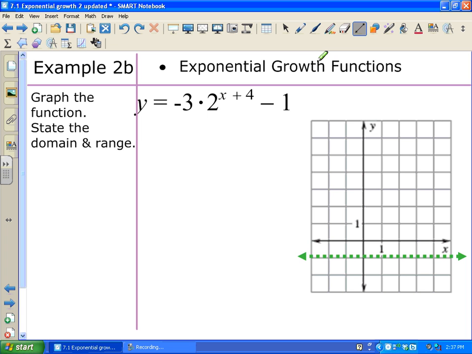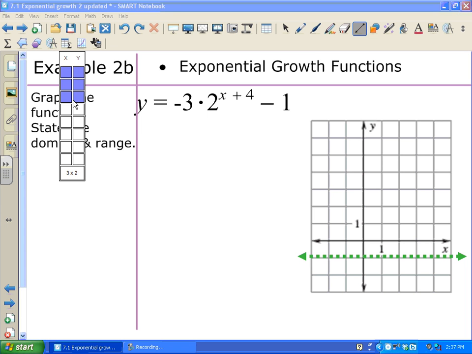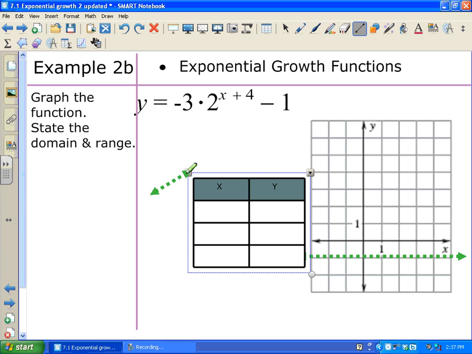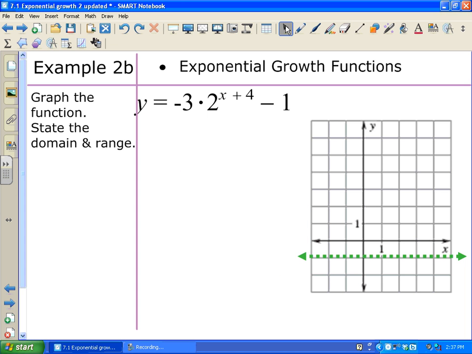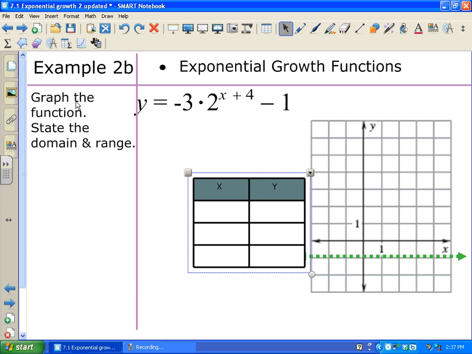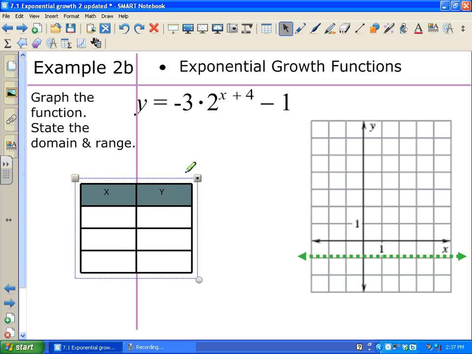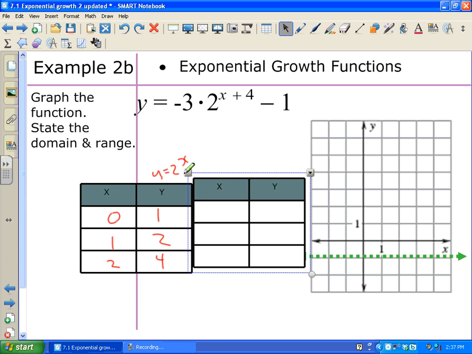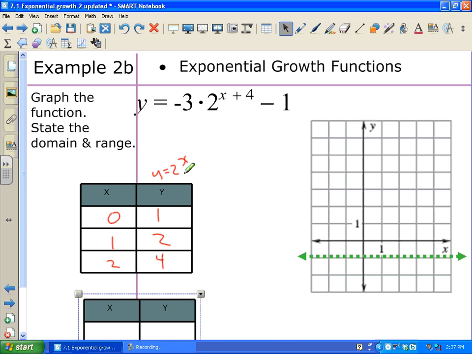Your parent function, y equals 2 to the x. So get that parent function. Y equals 2 to the x this time. 0, 1, and 2. 2 to the 0 is 1. 2 to the 1 is 2. 2 squared is 4. You've seen that parent function already. Probably you guys are starting to get bored with this because it's kind of easy. It's good that it's easy. It means you're going to get it right.